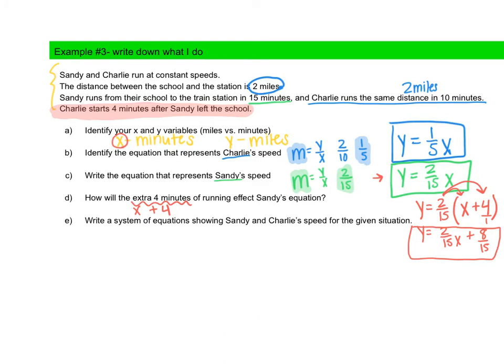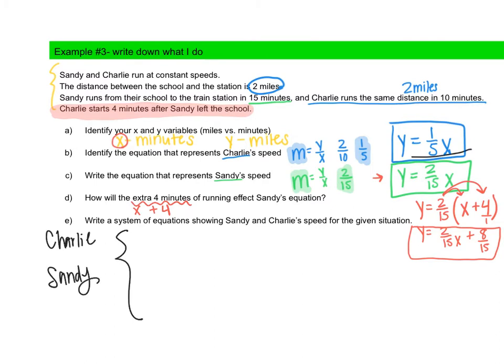All right? The last thing we're going to do is create our system. So we want to represent Sandy and Charlie's speed for this whole situation. So we want to include our extra minutes. So I need Charlie and Sandy.